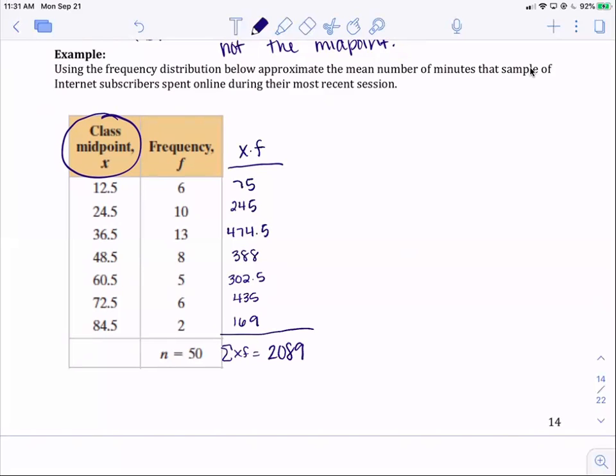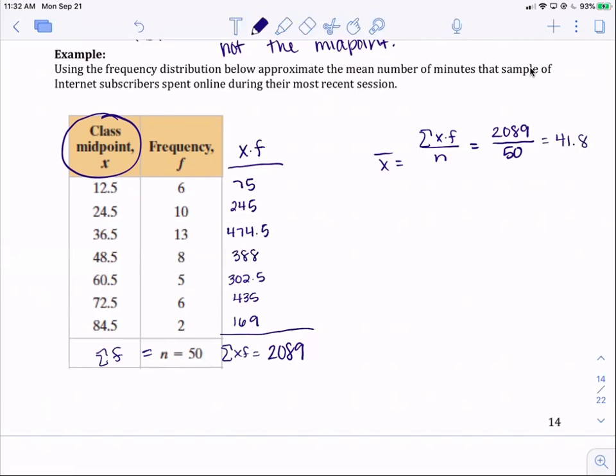Okay. And then we want to find the sum of the frequencies. So how many total numbers are there? What is the sum of the frequencies? It's given to you. 50. Okay, and this is the sum of the frequencies. Remember, n will always represent your sample size. How many data entries are there? 50. So now we can find our mean. So x bar equals the summation of x times f divided by n. We have 2,089 divided by 50. And what do you get? 41.8.